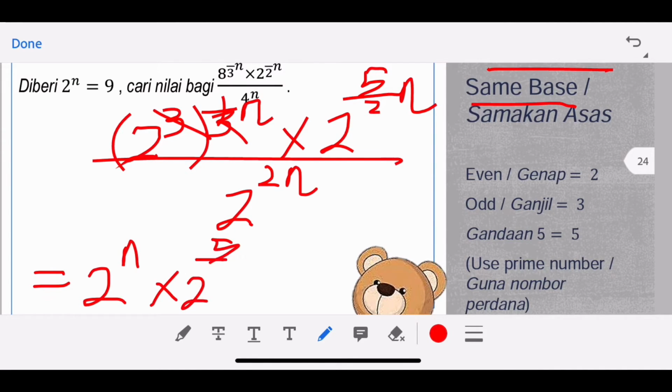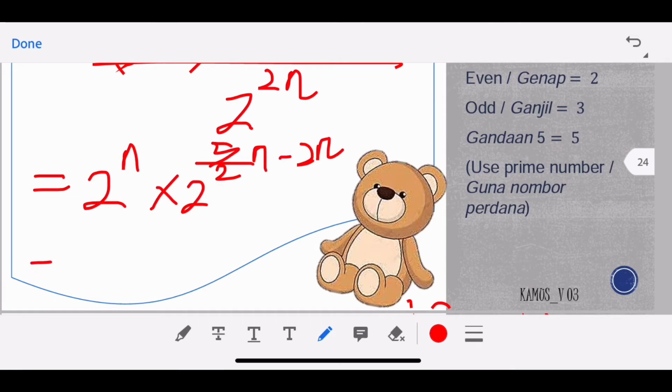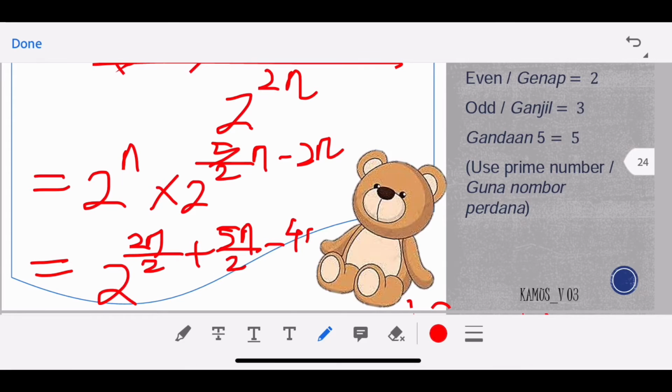So we cancel out the 3, we have 2n times 2, 5 over 2n, and then minus 2n because it's being divided. So now we just plus. Before you plus, you make the denominator the same. So I make the denominator all 2. So I will have the 2n over 2 and then negative 4n over 2. I just times 2 up and down like this.